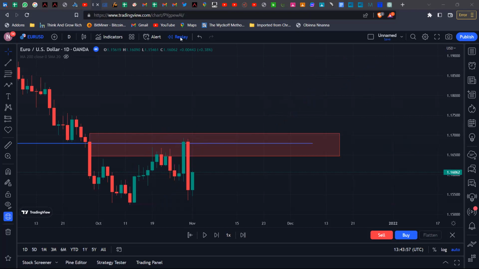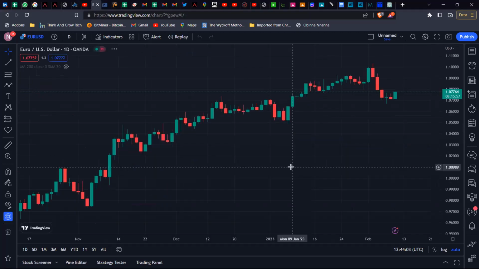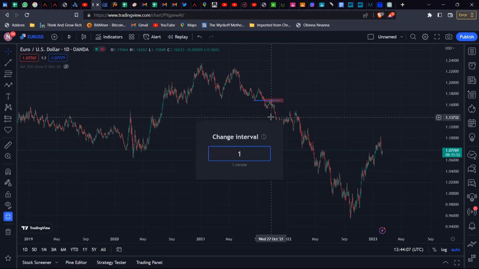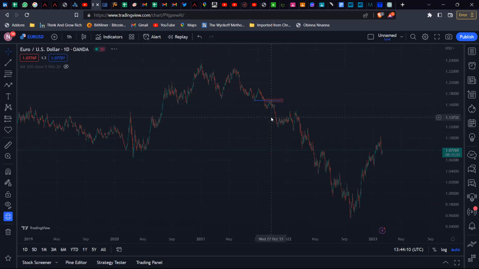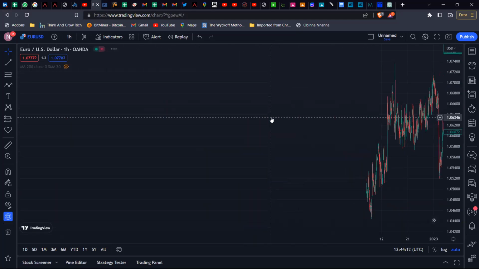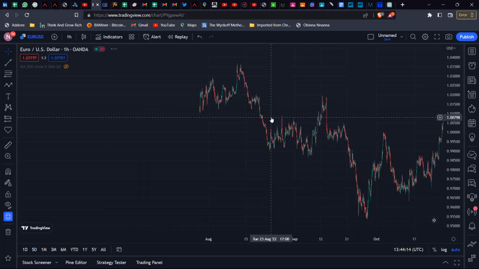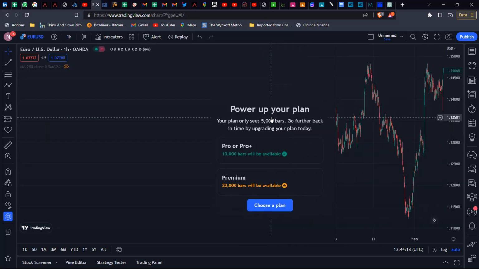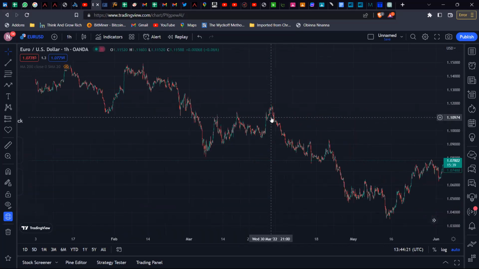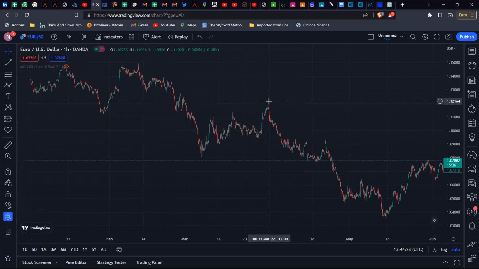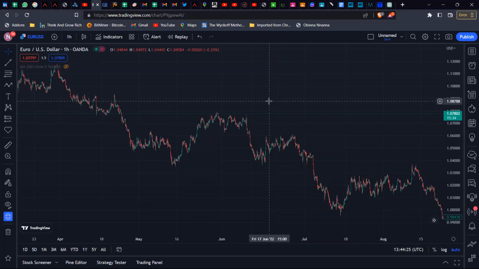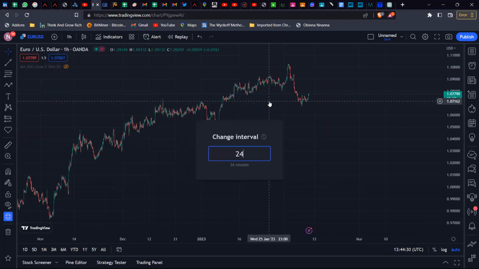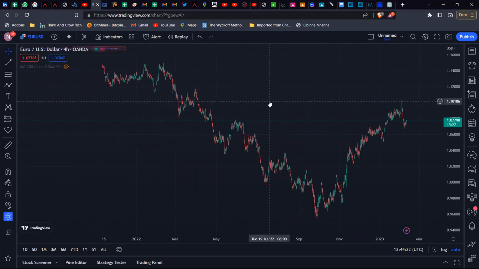Let's go back to that area here, which is here. Let's look at the 1 hour charts. Let's see if we can spot that region. Zoom in. I hope the bars go back that much. Okay, let me use the 4 hour charts because the 1 hour chart doesn't go back that much.